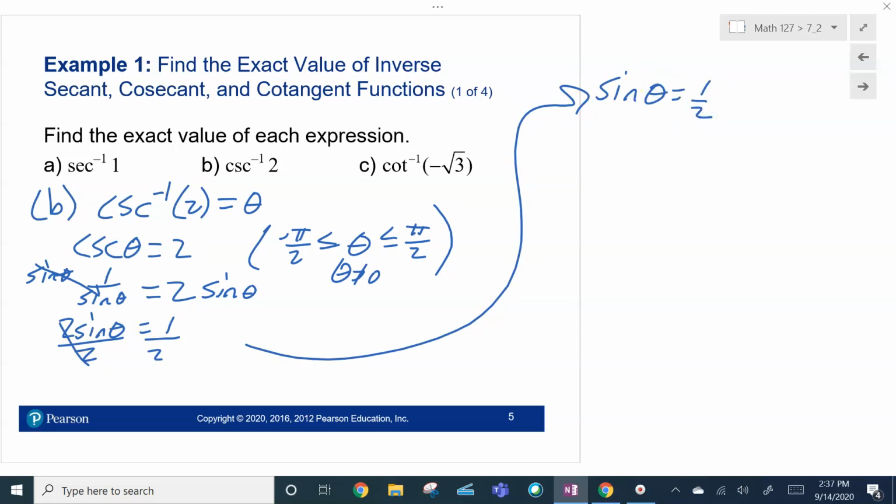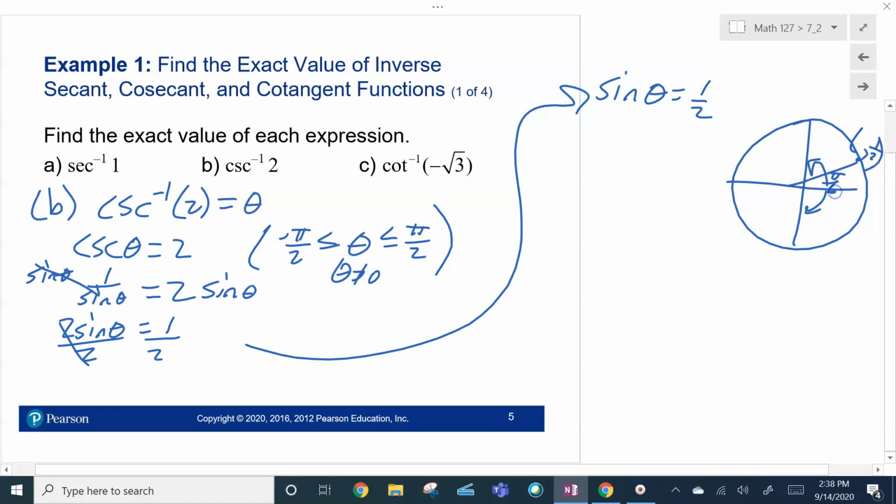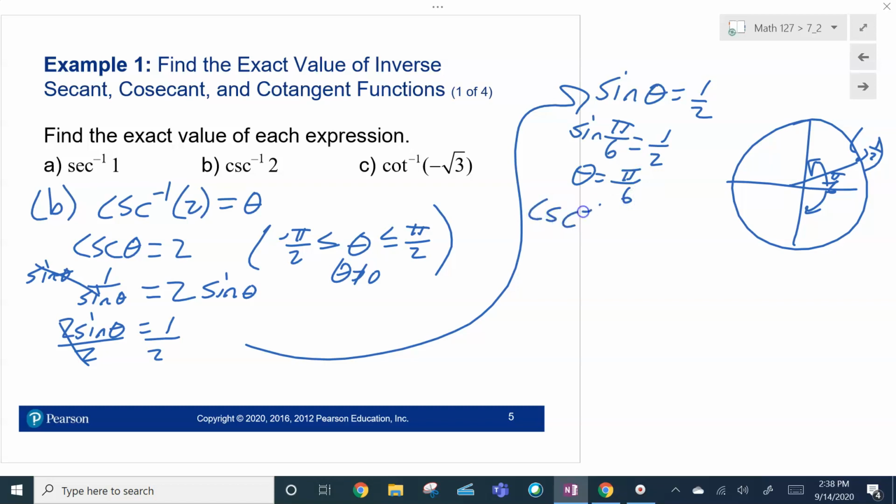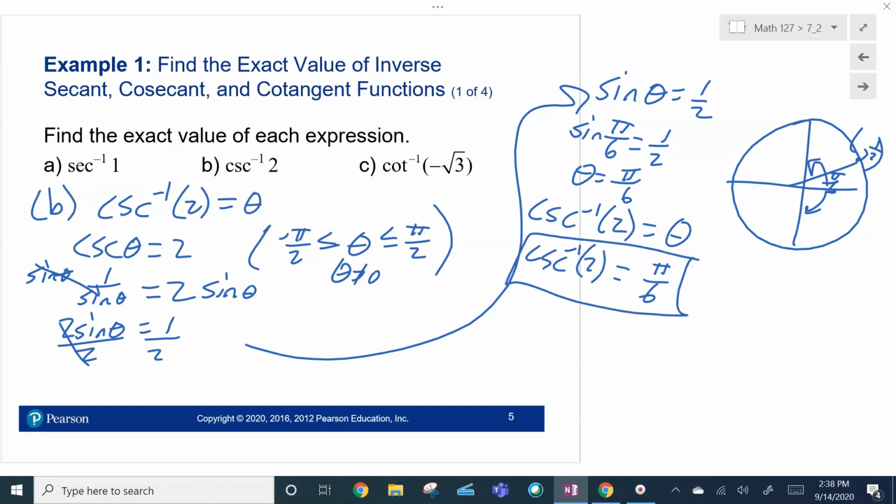Again, we're looking between negative pi halves and pi halves. We're just looking for where we have a sine of theta that is a half. We know it's right there. We have a y value that's a half. That's pi over 6. We know the sine of pi over 6 is a half. So theta must be pi over 6. So the arc cosecant of 2, which is theta, must be pi over 6.